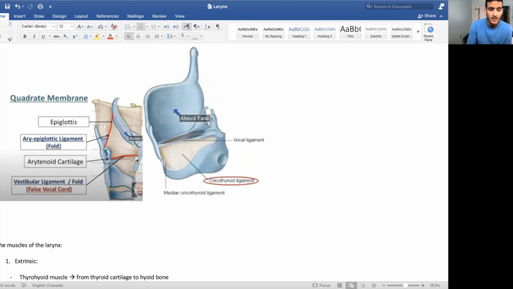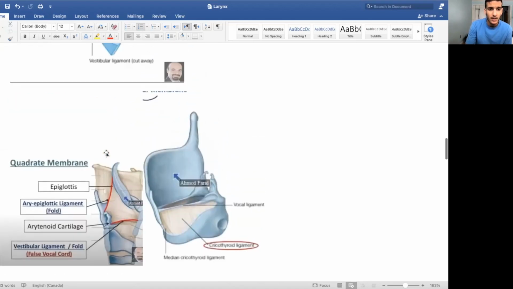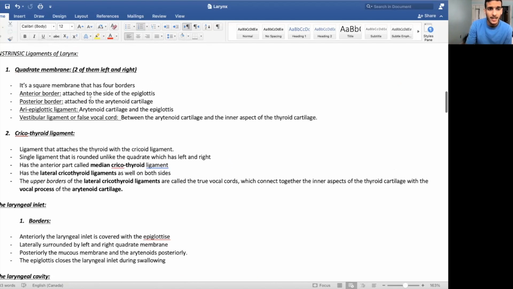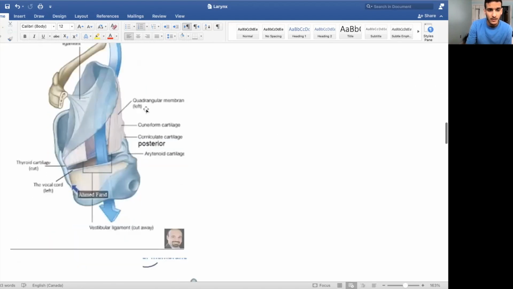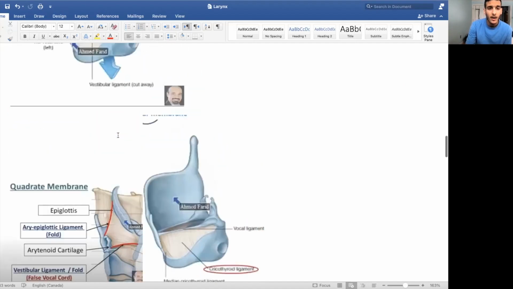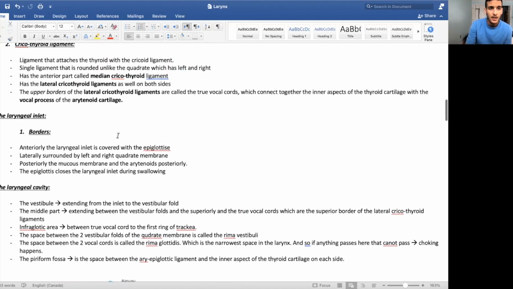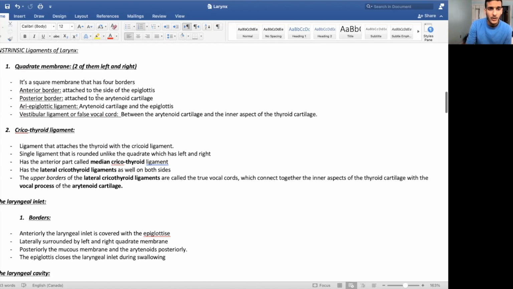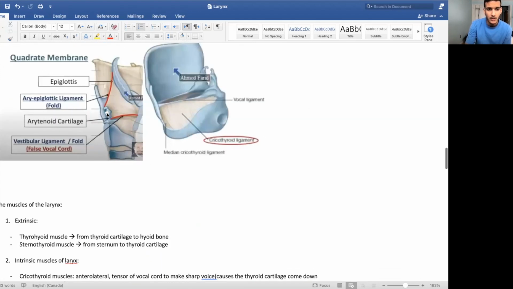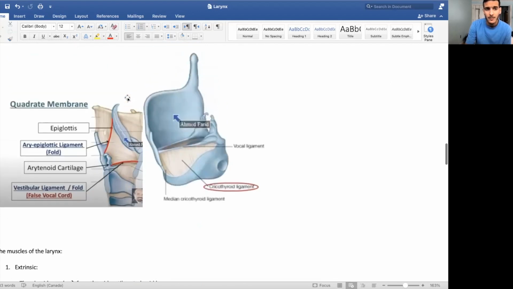so let's just get the descriptions out. So here, anteriorly attached to the side of the epiglottis, there, attached to the side of the epiglottis right here, anteriorly. Okay, then we have posteriorly attached to the arytenoid cartilage. Anterior, posterior, attached to the arytenoid cartilage, attached to the epiglottis.